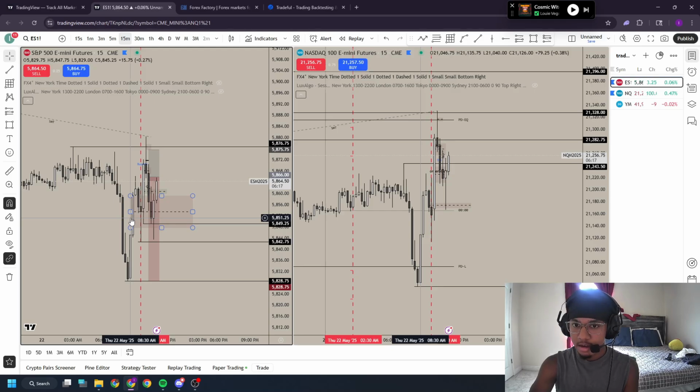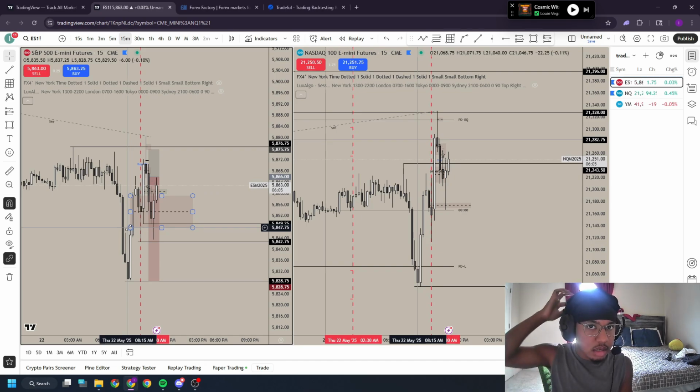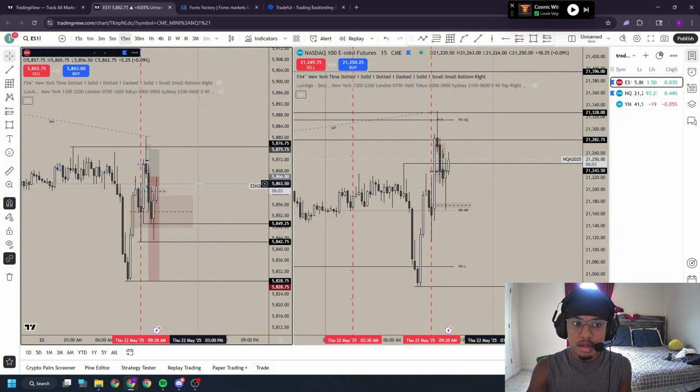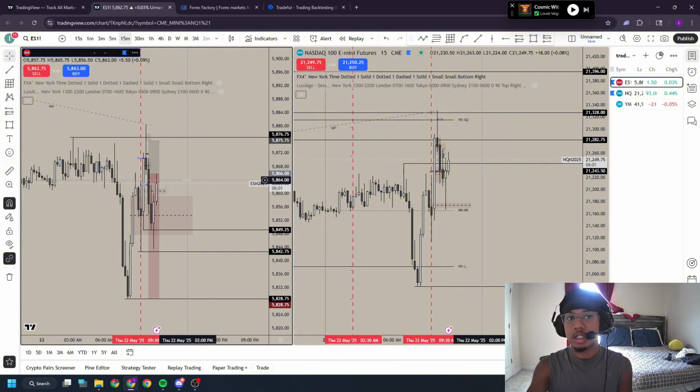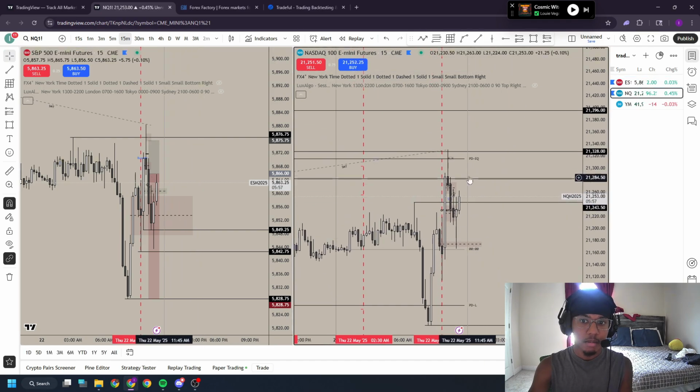The first presented fair value gap will more than likely tell you what the bias is going to be for the first 30 minutes to an hour of the session, and more times than not it's going to be right. And believe it or not, it was right. I was bullish. What did we do? We closed out of it bullish, and we took out my draws on liquidity that I wanted to get hit.